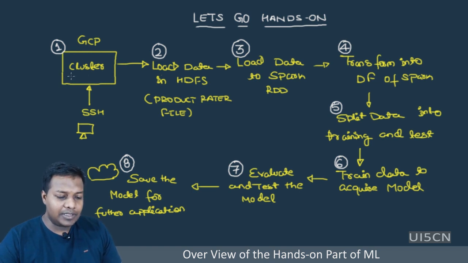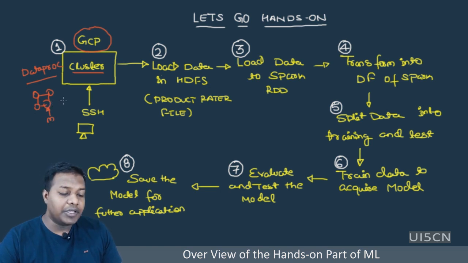Initially, we will have a cluster in our Google Cloud Platform, which is GCP for short, and we would be creating a Dataproc. Dataproc will internally give you some nodes which will have Hadoop and Spark on them, and you just need to tell how many nodes we need to create. This cluster will be available to you. There will be one master node and others would be the slave nodes to do computation.